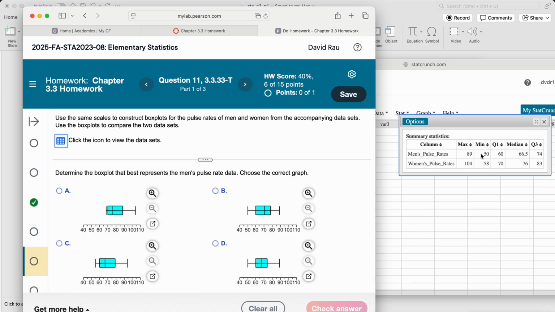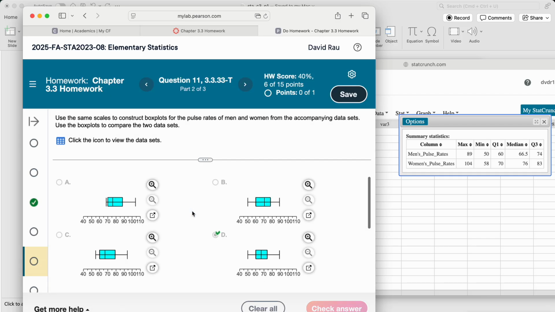So I wanted the min of 50. I want the median of 66.5. D shows a median below 70 at 66.5. The other one was above. So again, because the min was at 50 for B and D, and because the median was correctly at 66.5, I can be assured that the rest is correct through process of elimination.